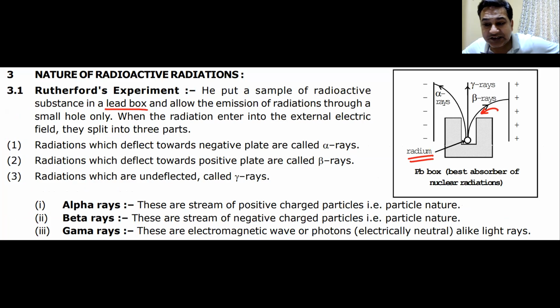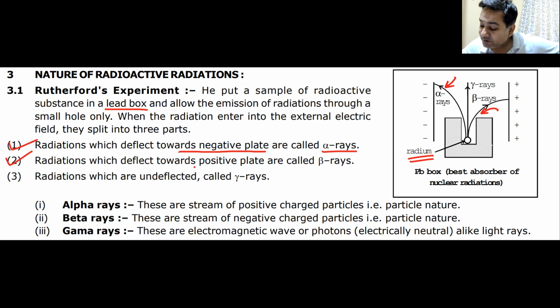So you can see three types of radiations are emitted. One type of radiation is deflected towards the negative plate. They are known as alpha rays. Do we see these alpha rays? Yes, sir. Yes or no? Yes, sir.